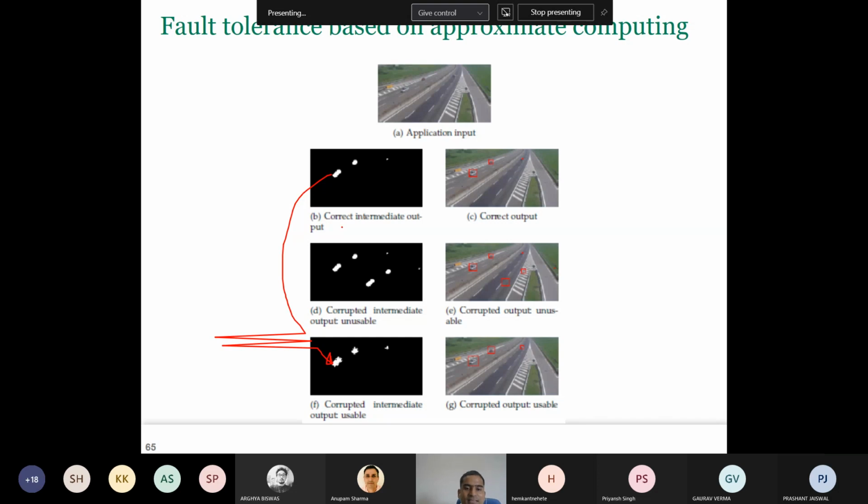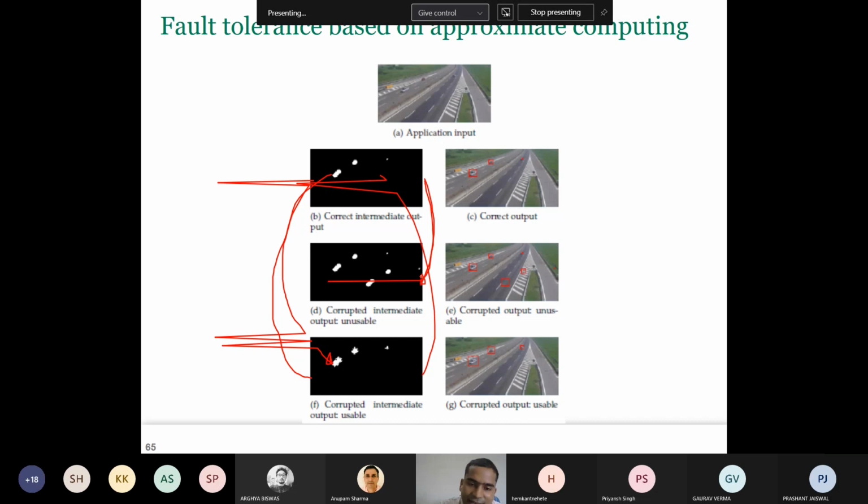The point is, as long as your errors are between this and this, it is acceptable, it is tolerable. But if your error goes from this to this, it is intolerable. Okay, so that means small errors I can allow. Those errors which just change from this to this, I can allow them. Maybe they can allow us to save energy. But if the errors become too much, such that from this I go to this, then that is not acceptable.